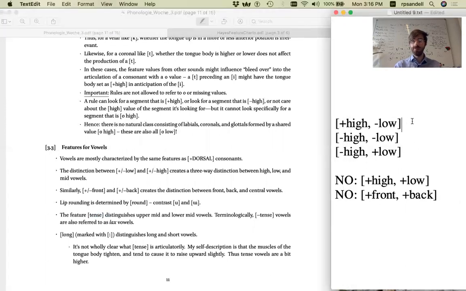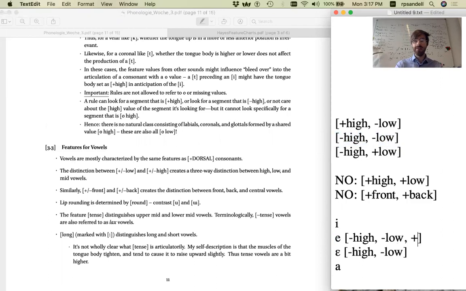So to make a small vowel chart here, let's imagine a language that has what could be called four different heights of articulation: a high vowel E, a higher mid vowel A, a lower mid vowel E, and a low vowel A. We need some feature here to distinguish between these mid vowels, since these mid vowels are both going to be specified as non-high and non-low.